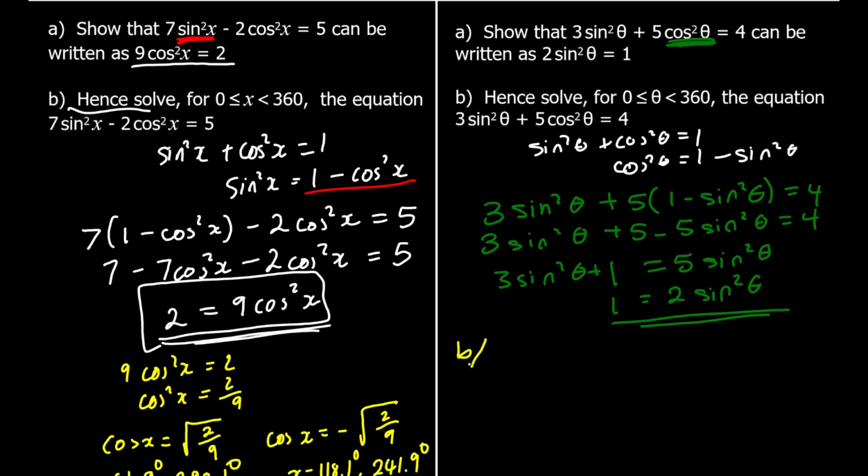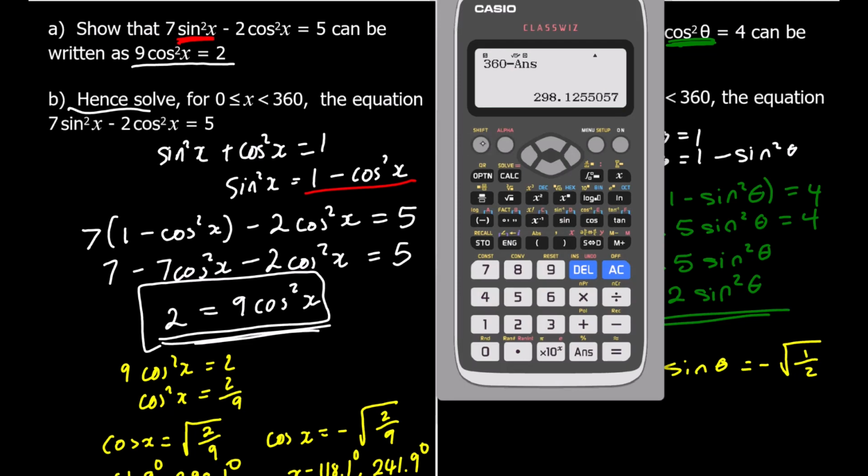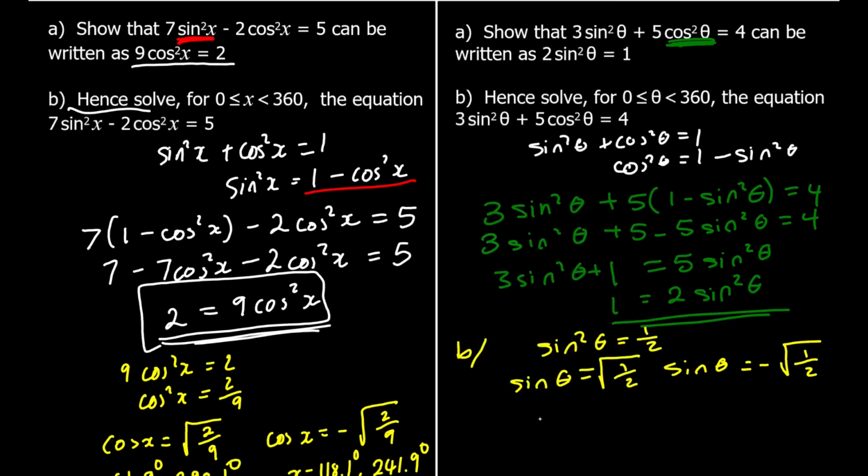So let's half both sides. So sine squared theta is equal to a half. So we can say square root both sides to get sine theta by itself. So it's either the positive square root of half or negative square root of half. So shift sine, positive square root of half is 45 degrees.